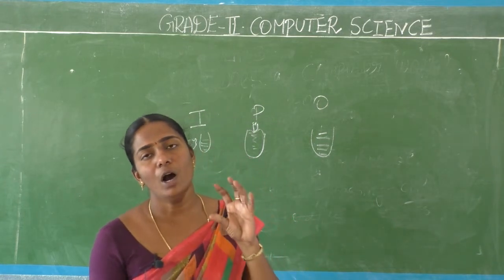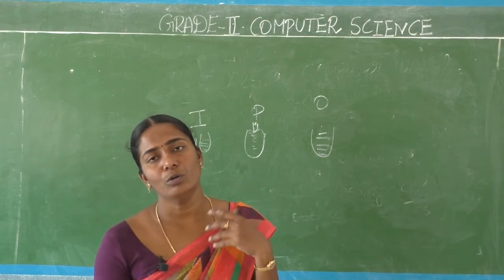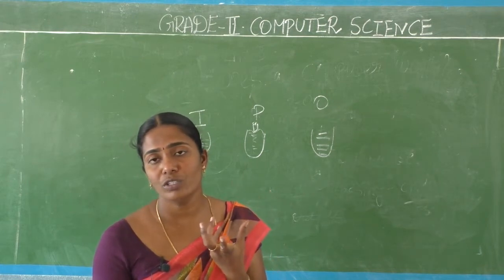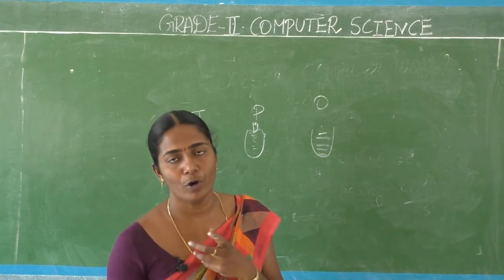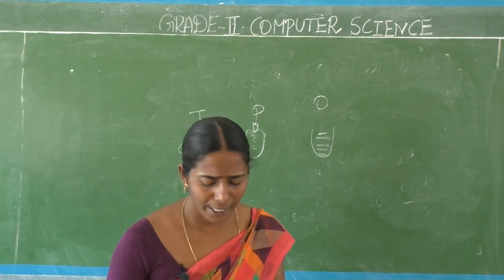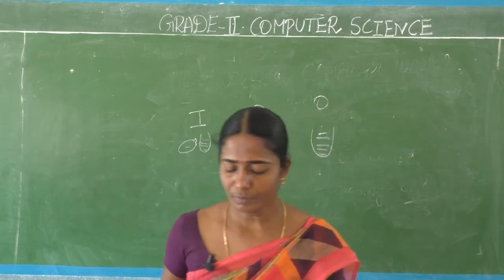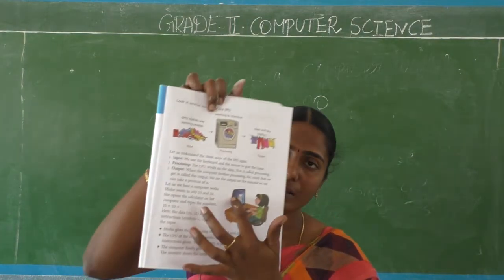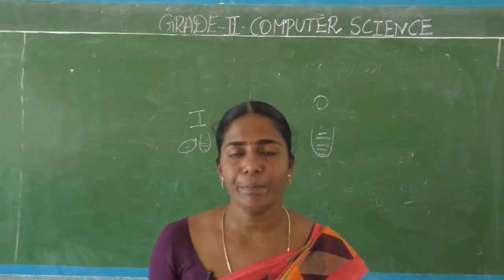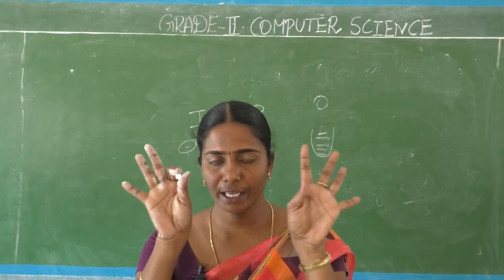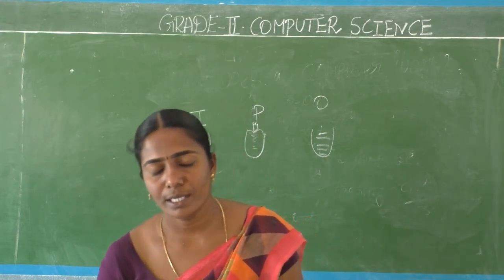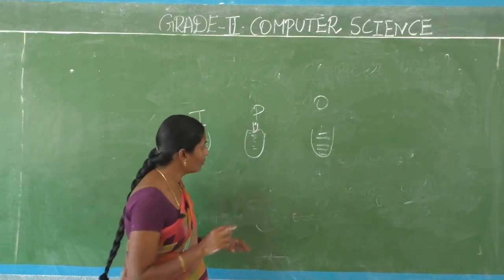It is called the output. On the output, where can we see it? We can see it on the monitor. What is a monitor? A monitor looks like a TV screen. Tell me once again, what is the spelling for monitor?